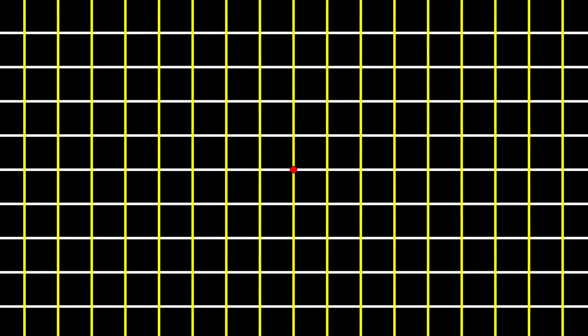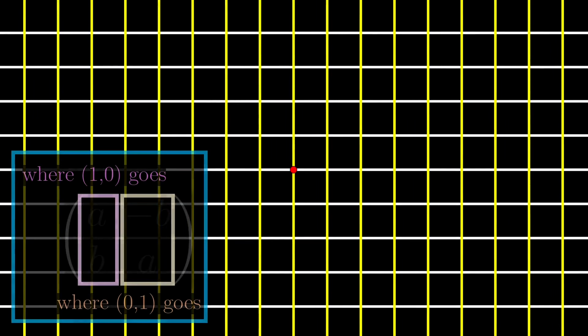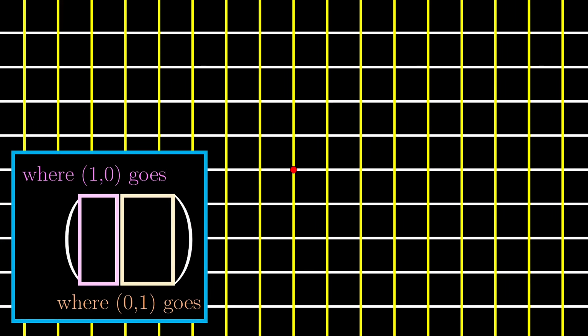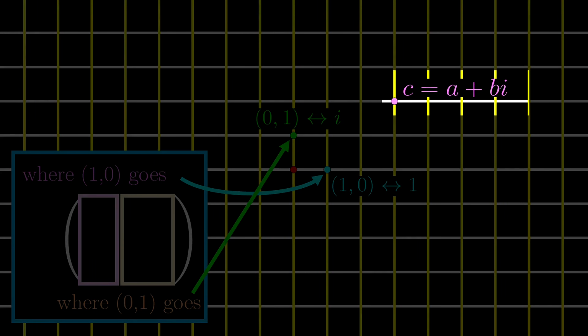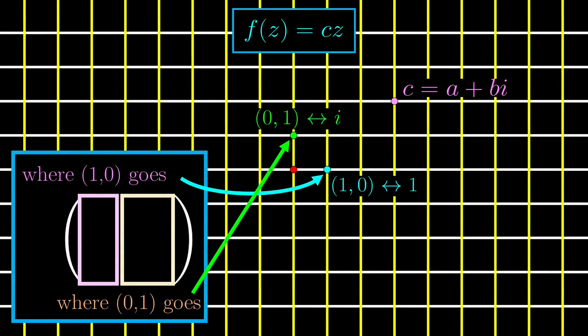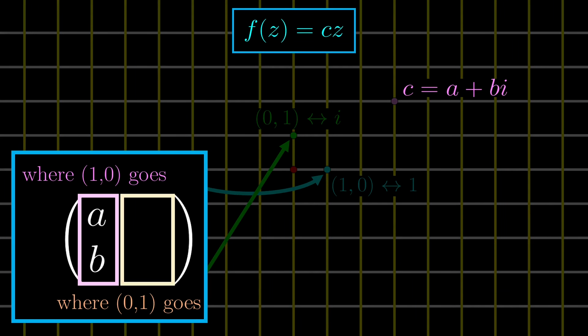But for any linear map, there is a corresponding matrix which looks like this. The difference here is that 1, 0 represents 1 on the complex plane, and 0, 1 represents i instead. To construct the matrix, we first write c as a plus bi. Then under multiplication by c, 1 is mapped to c, so the first column of the matrix is a, b. Now where does i go? Well, under multiplication by c, it is mapped to negative b plus ai, so the second column is negative b, a.